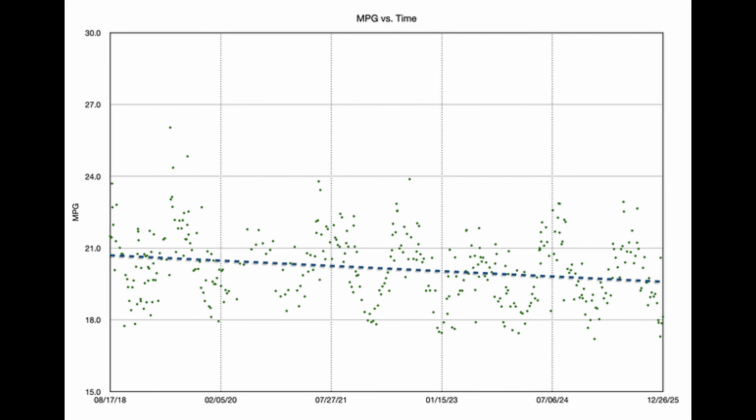The MAF sensor does not fail catastrophically. It degrades gradually, and that gradual degradation is exactly what makes it invisible to standard diagnostic routines while it continues to cost money every mile.